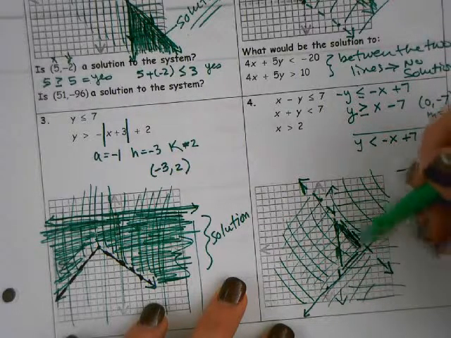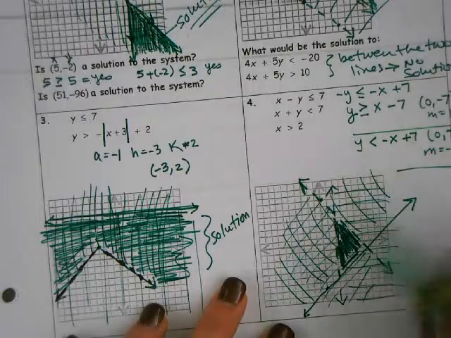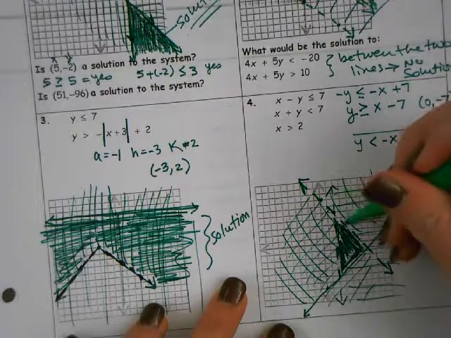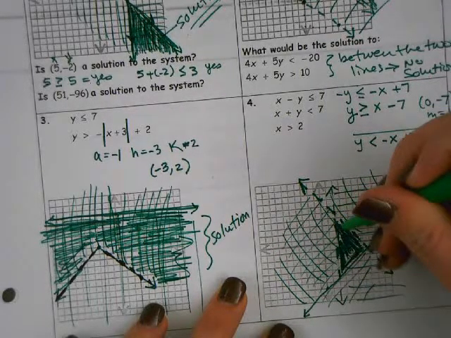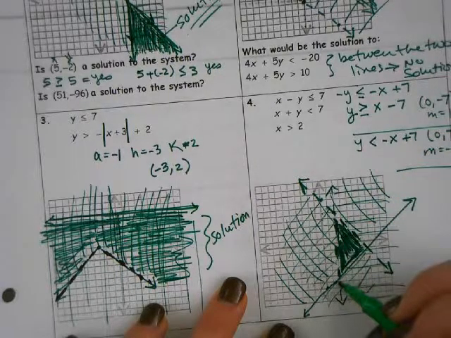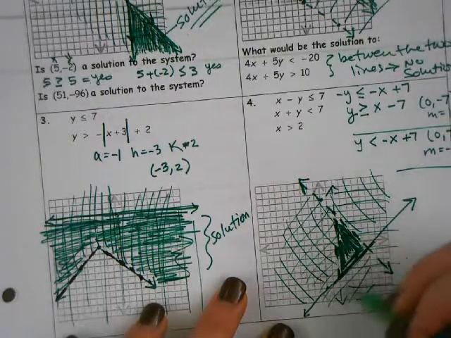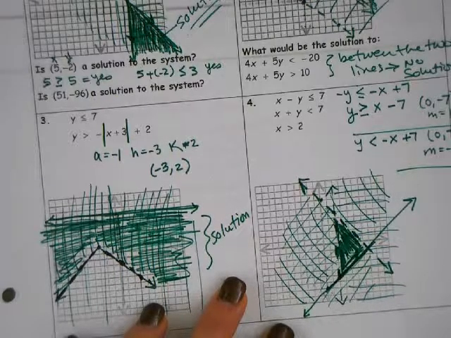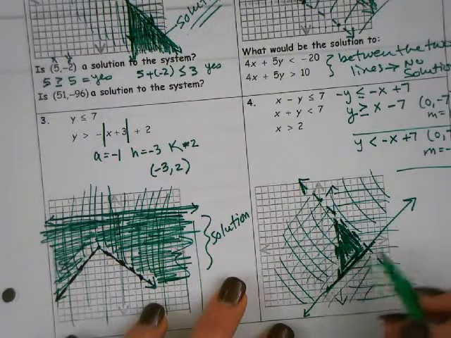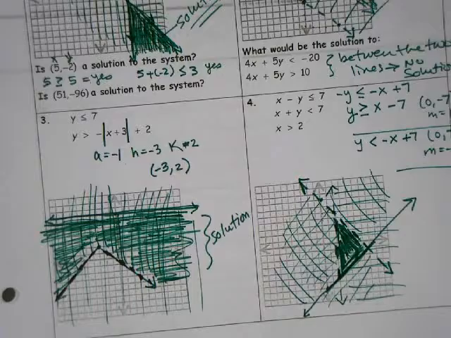So what you're going to need to make sure you show when you actually do these is, number 1, that your lines are dotted or dashed or solid appropriately, and then that's the common area between the 3 or 2, whichever one you're doing. Okay, so that's the solution that makes all that true.